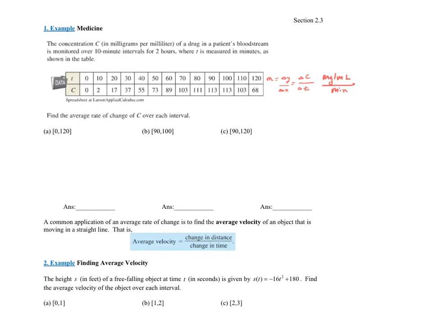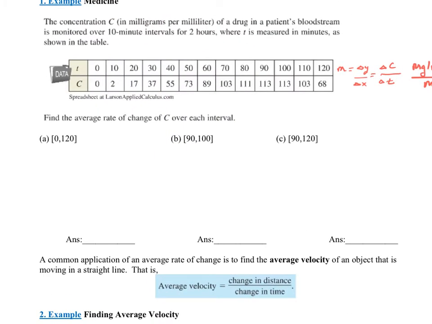Okay, now's the easy part. It says find the average rate of change over the given interval. So let's use some colors here. We're going to start with 0, and we're going to go to 120. So here's 0, and here's 120.